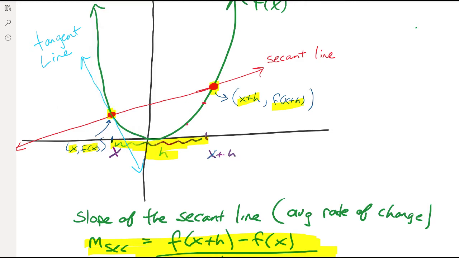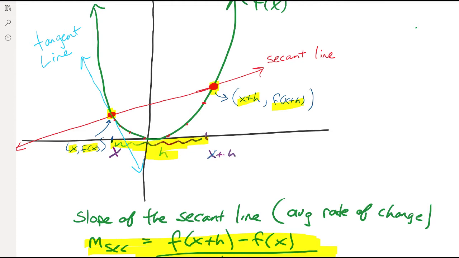It's going to move to here. It's going to move to here. And each time, we're going to have these points getting closer and closer to that leftmost point until it gets infinitesimally close, right? And then when we're super, super close, almost exactly on top of that original ordered pair here, then we can take the slope of the secant line.